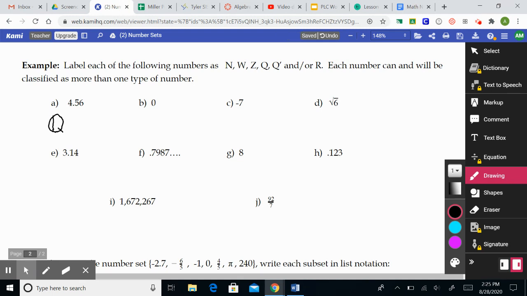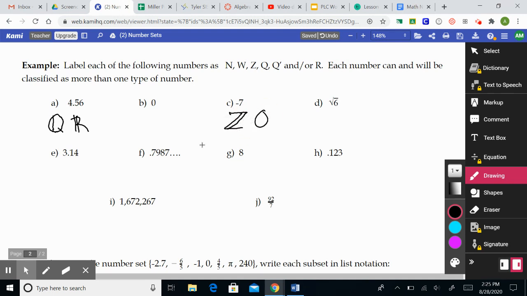Since it's rational, it's not irrational, but all rational numbers are also real numbers. So the two number sets that it fits into are rational and real. Now let's try -7. Is -7 a natural number? Nope, it's not a natural number. Whole number? No, but it is an integer.